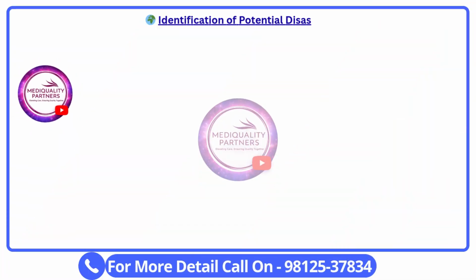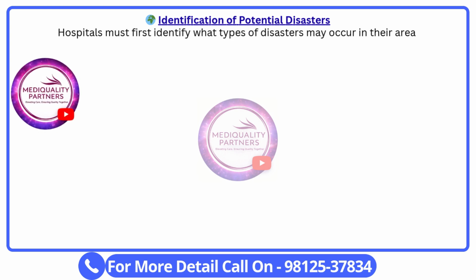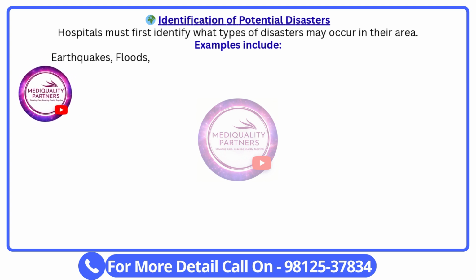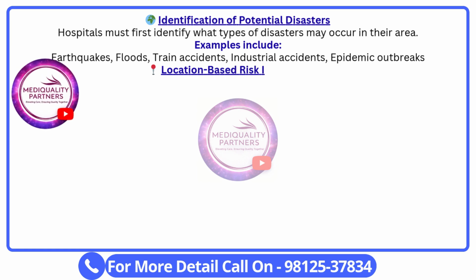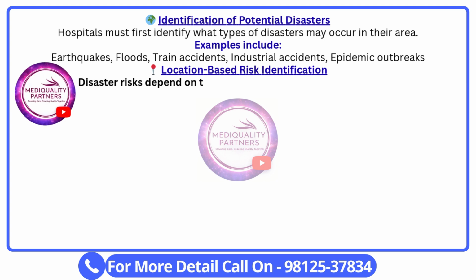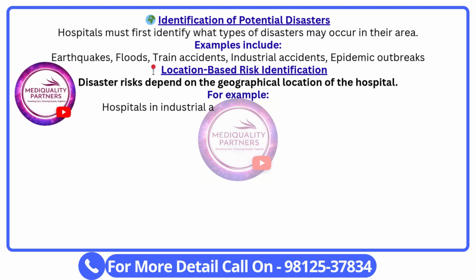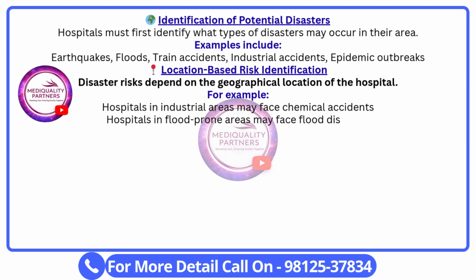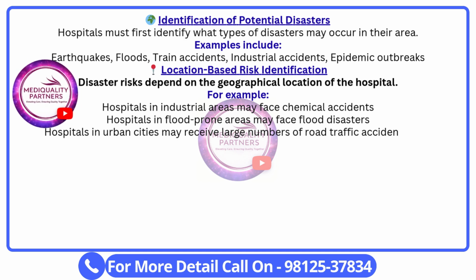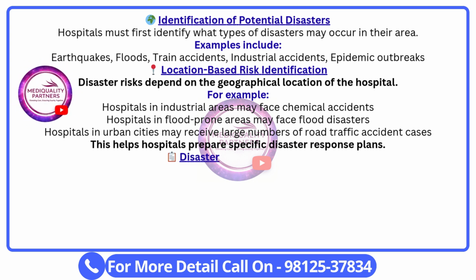Identification of potential disasters. Hospitals must first identify what types of disasters may occur in their area. Examples include earthquakes, floods, train accidents, industrial accidents, epidemic outbreaks. Location-based risk identification. Disaster risks depend on the geographical location of the hospital. For example, hospitals in industrial areas may face chemical accidents, hospitals in flood-prone areas may face flood disasters, hospitals in urban cities may receive large numbers of road traffic accident cases. This helps hospitals prepare specific disaster response plans.